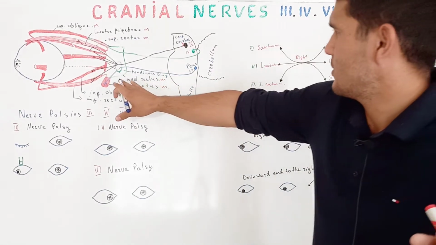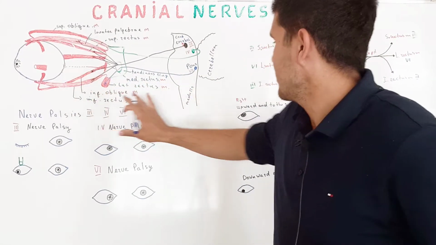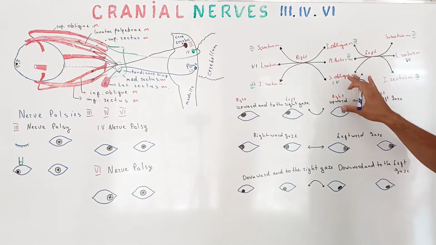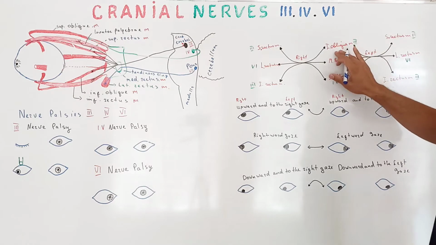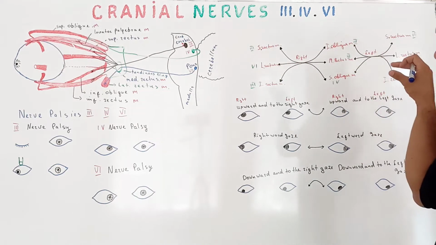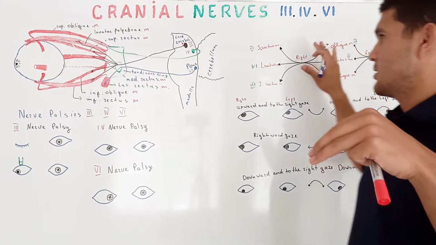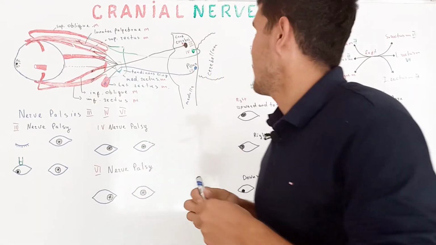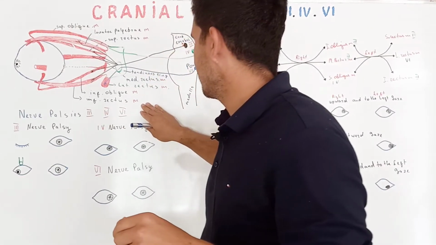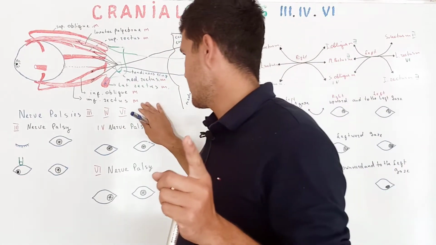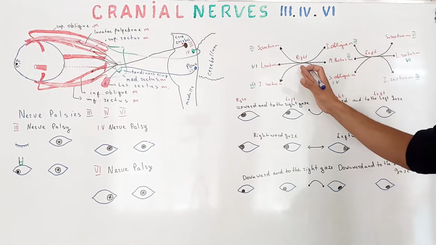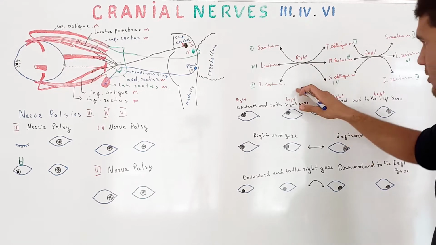And the next muscle is inferior obliquus muscle. Inferior obliquus muscle deviates the eye superiorly and laterally. That's the main function of the inferior obliquus muscle. Our next muscle is inferior rectus muscle. Inferior rectus muscle deviates the eyeball inferiorly and medially.